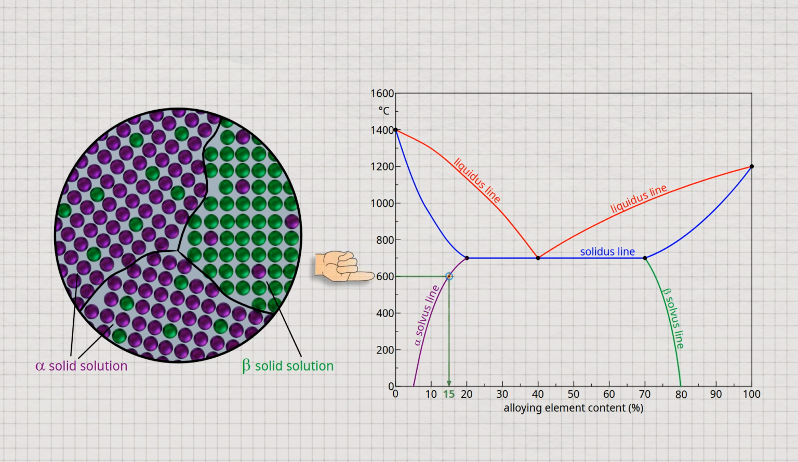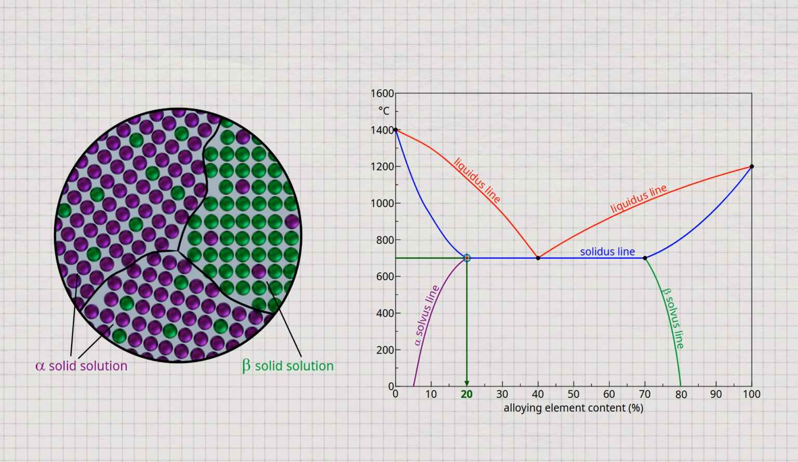For example, at a temperature of 600 degrees Celsius, a maximum of approximately 15% of the alloying component can be dissolved in the alpha solid solution, which consists mainly of the base material. The solubility in this alpha solid solution decreases as the temperature drops. For example, at 400 degrees Celsius, only about 10% of the alloying element can be dissolved in the lattice of the base material. Conversely, solubility increases with increasing temperature. The maximum solubility of the alloying component in the alpha solid solution is reached at 700 degrees Celsius and is 20%. At higher temperatures or when the solidus line is exceeded, the alloy partially melts again.